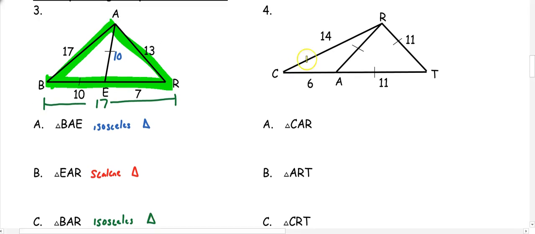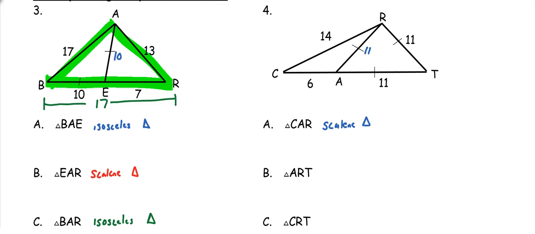In number 4, the first triangle that they want us to look at is CAR. Now, remember, if we look at the triangle that's not highlighted, there's tick marks in it, which means that all the tick marks have the same side, congruent, so this is also 11. So in CAR, all the sides are different, so this is a scalene triangle.